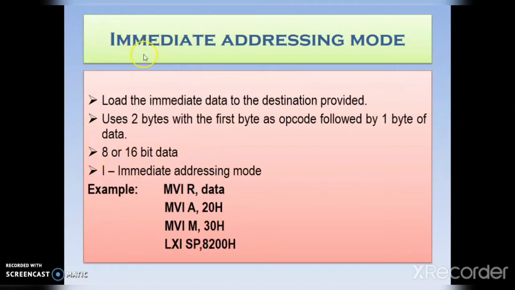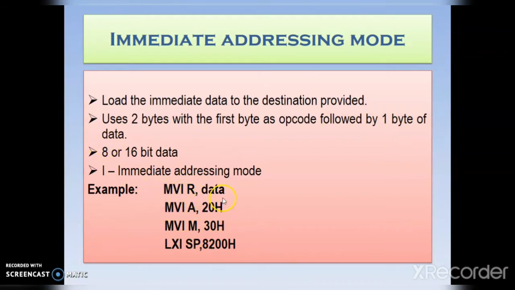First we will discuss immediate addressing mode. In this addressing mode we use 2 bytes, that is, it is a 2 byte instruction format. In the previous video I explained the concept of instruction format, which has 3 categories: 1 byte, 2 byte and 3 byte instructions. Immediate addressing mode comes under the 2 byte instruction. It uses 2 bytes, with the first byte as opcode followed by 1 byte of data. Here you see an example.